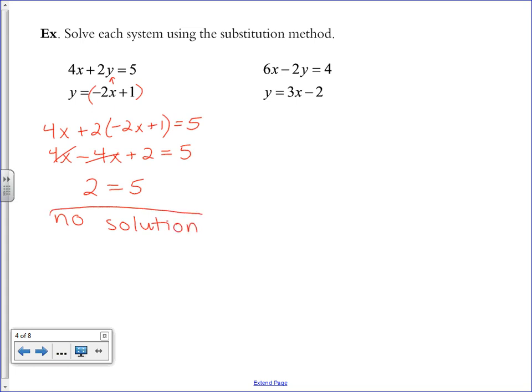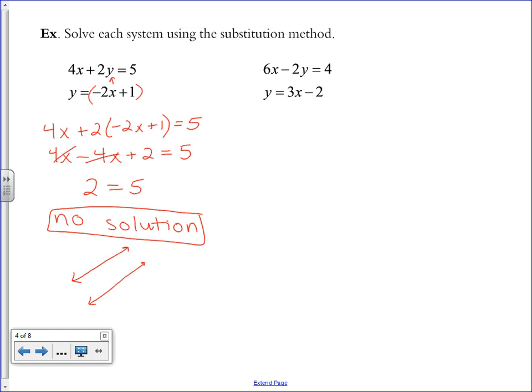There is no solution. If you were to look at those two lines on a graph, you know that an equation that has x and y in it is just a line on the graph. The first line might look like this, and the second line would look exactly parallel to it, and those two lines never cross. They never share an x and a y point. Therefore, there is no solution for where they would intersect.